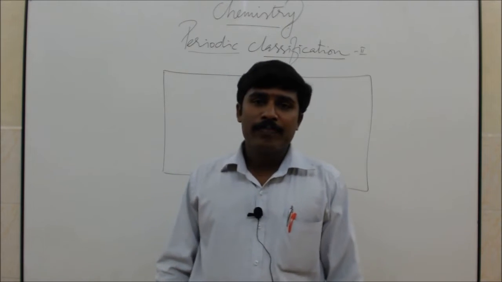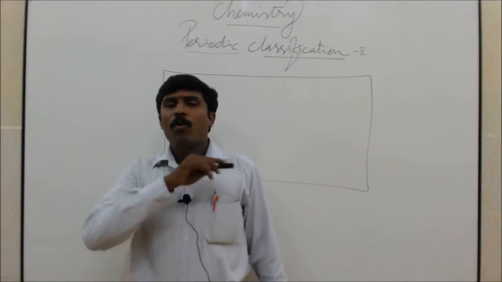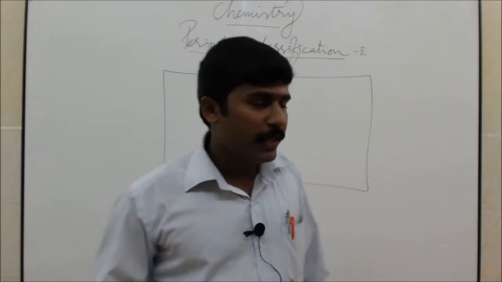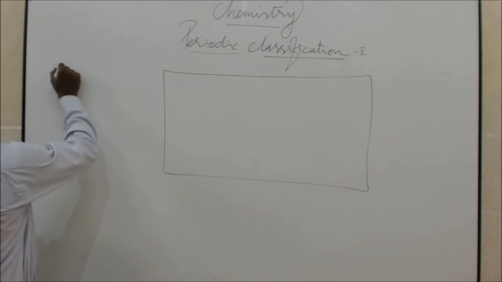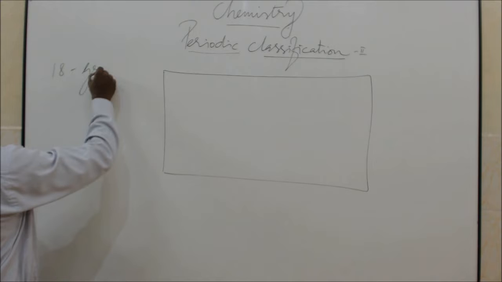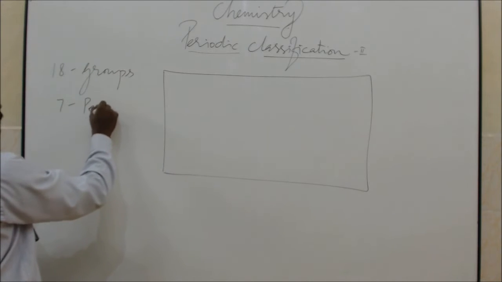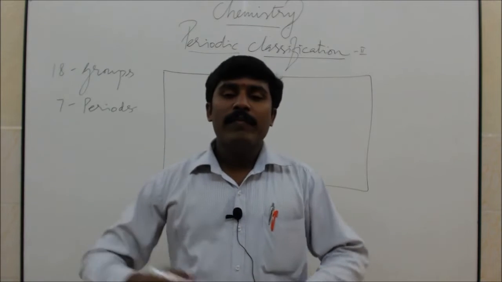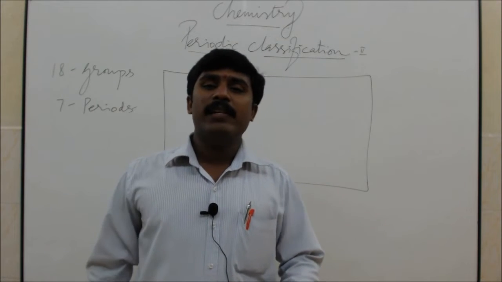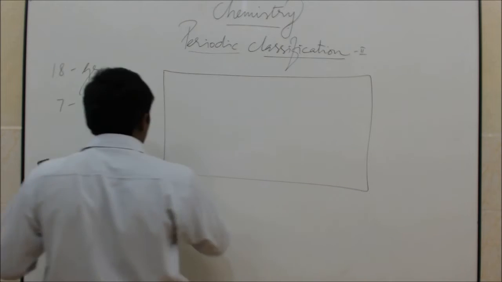In the periodic table, totally how many groups are there? Any idea? Yes, 18 groups. How many periods? 7 periods. So the periodic table contains totally 18 groups and 7 periods. Where do the S block elements occupy in the periodic table? Any idea? Yes, the left hand side, the first two groups.